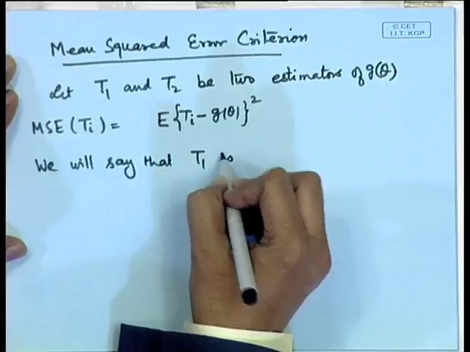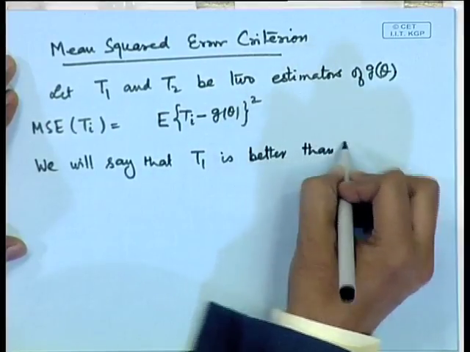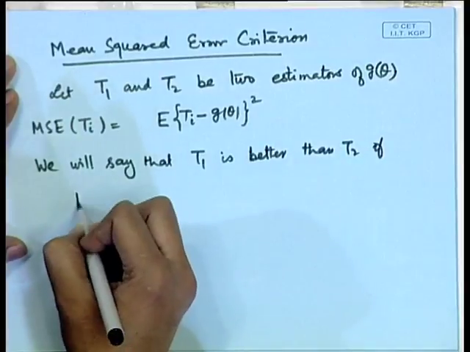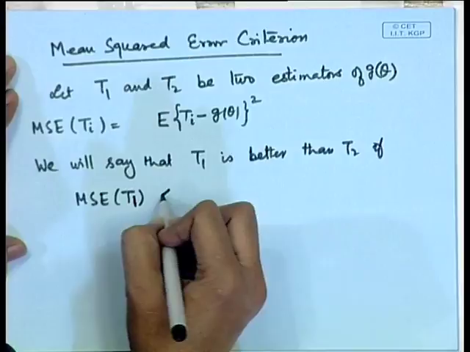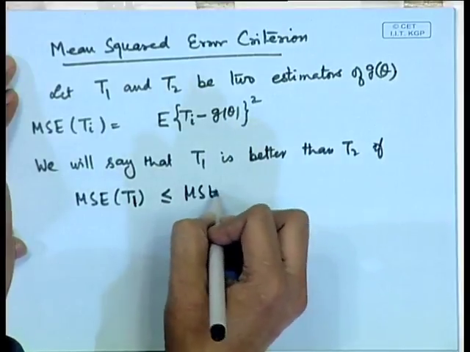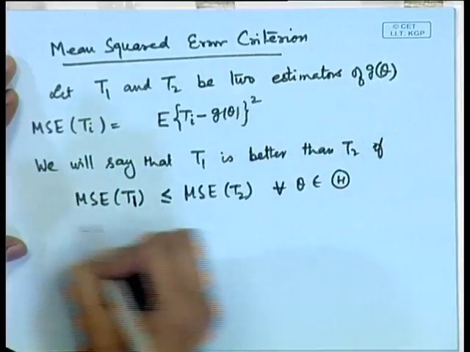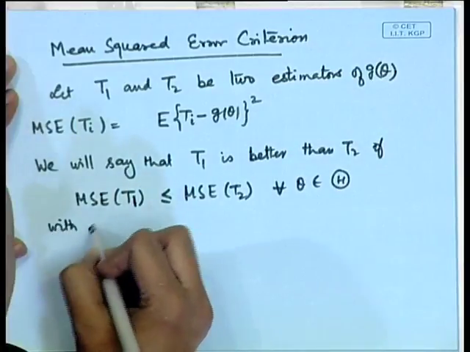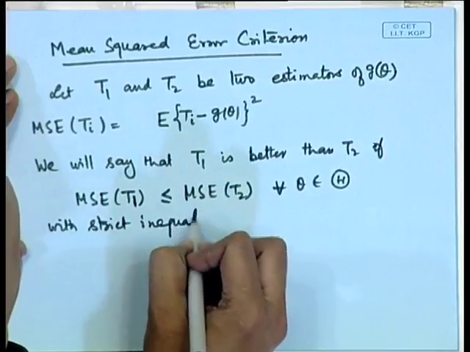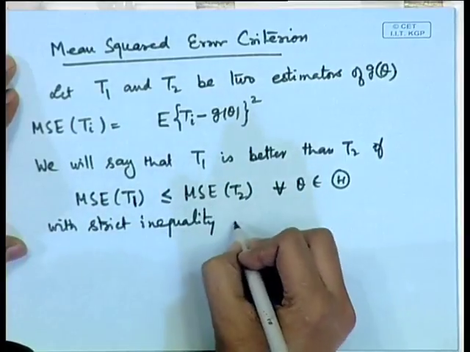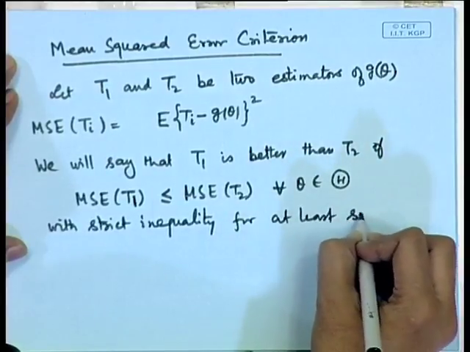We will say that T 1 is better than T 2 if the mean squared error of T 1 is less than or equal to the mean squared error of T 2 for all parameters, with strict inequality for at least some theta.